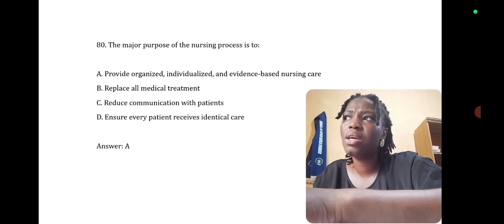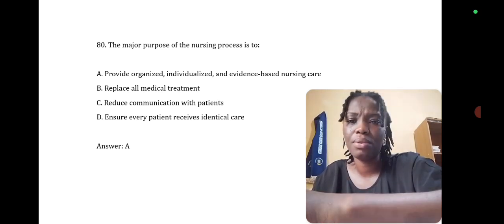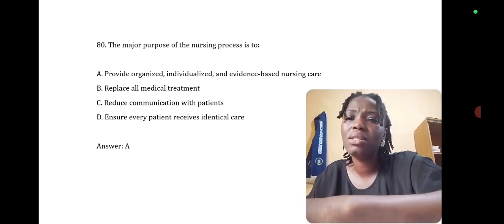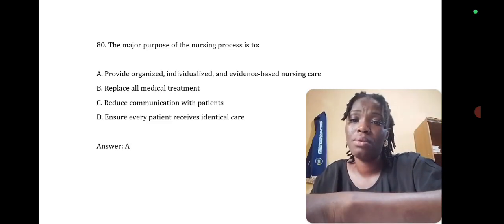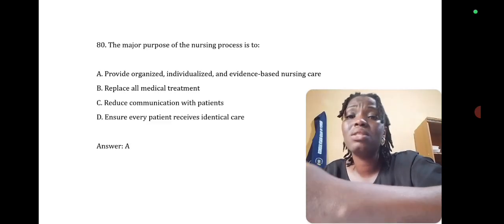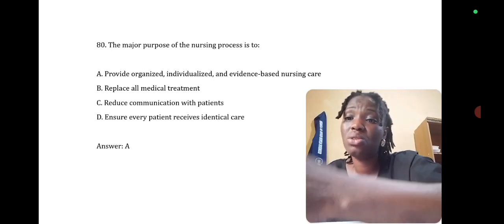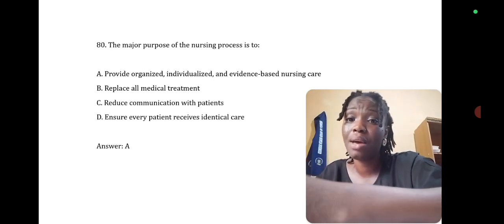Nursing process is not a big deal if you can understand the reason behind it and how it's done. Even nursing diagnoses, they are not a big deal. It's something you learn, and over time, you know it.